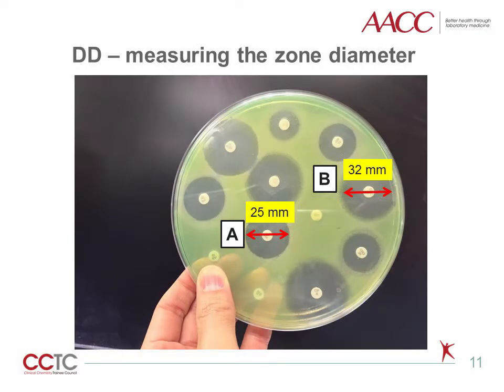To measure the zone size, the plate is held against a dark background, and the zone margins are measured by a ruler to the nearest whole millimeter. In this example, Pseudomonas aeruginosa was tested with tobramycin, zone diameter of 25 millimeters, as shown in A, and ceftazidime zone diameter of 32 millimeters, as shown in B.